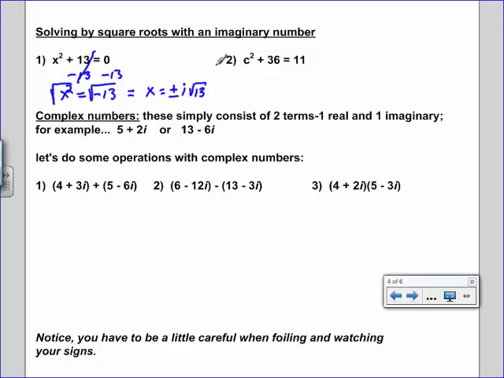So it's pretty much what we learned about solving by square roots before, except you have to pull an i out to eliminate the negative underneath.